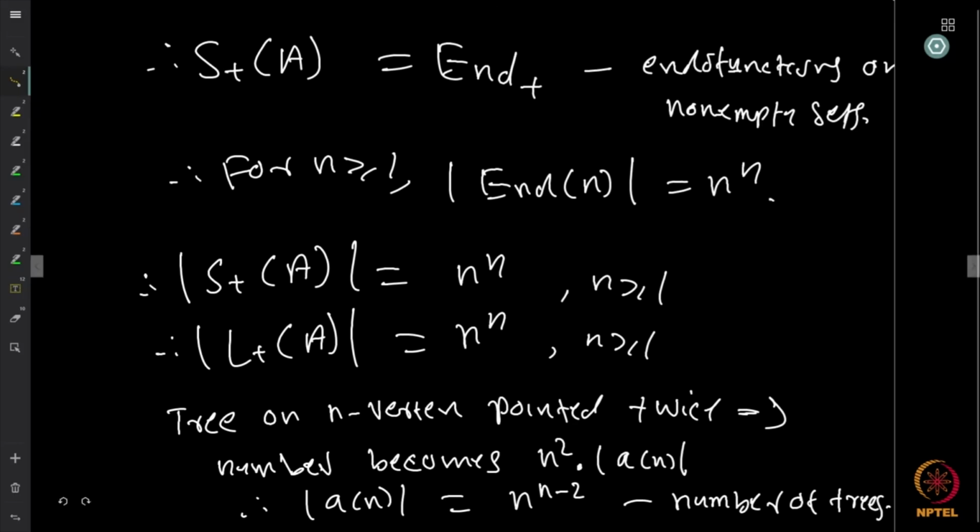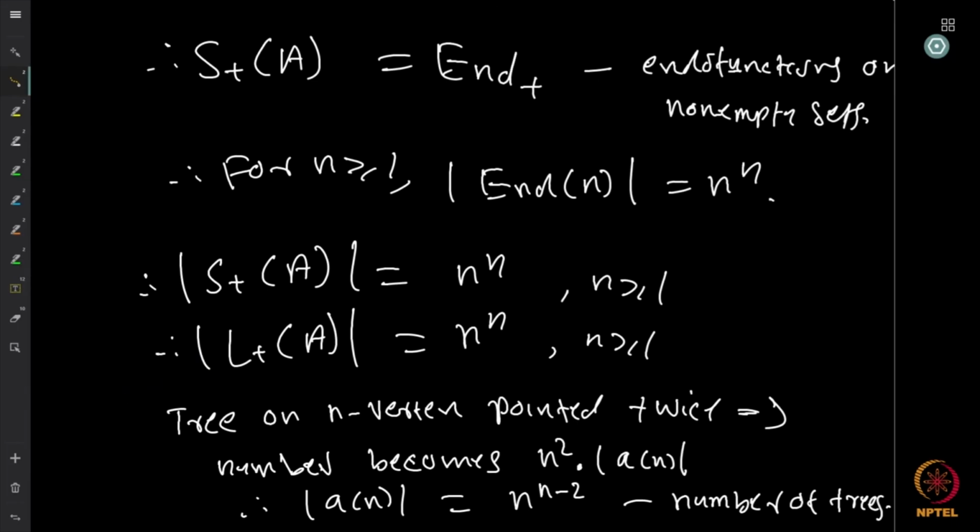And therefore, because of this identity, we get that the cardinality of S plus of A is n raised to n for n greater than or equal to 1. But we know that these two are equinumerous. So the cardinality of L plus of A is also n raised to n for n greater than or equal to 1. But how did we get this L plus of A? It is basically the species of vertebrates.